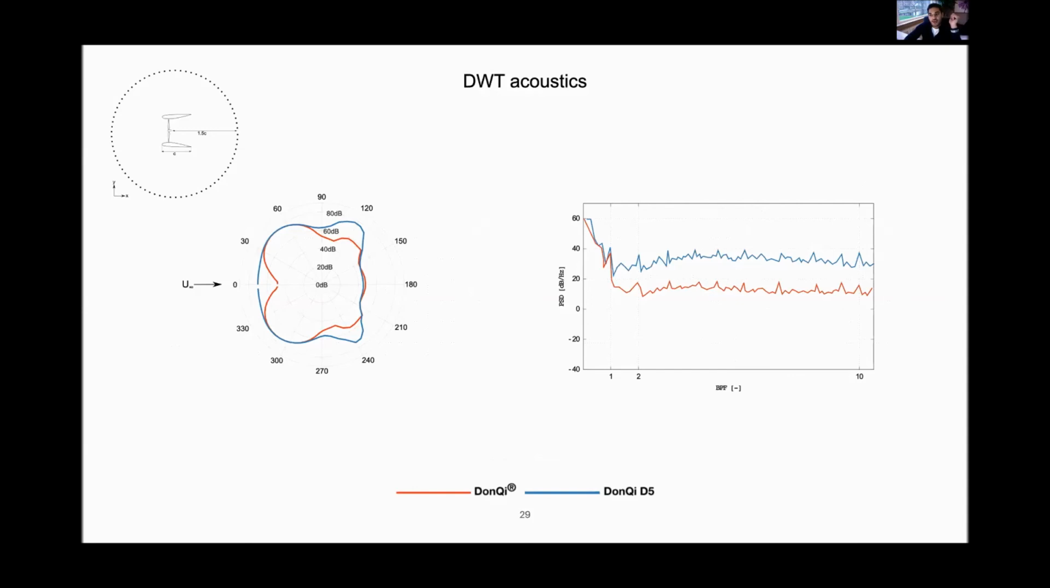As Mohammed also highlighted, putting turbines in an urban or city-like environment would be challenging when it comes to noise regulations. So this is what we tested. We used 72 virtual microphones. We calculated the overall sound pressure level for the two cases, the Donchi and the Donchi D5. We definitely see a higher noise for the cambered variant of the ducted wind turbine model.